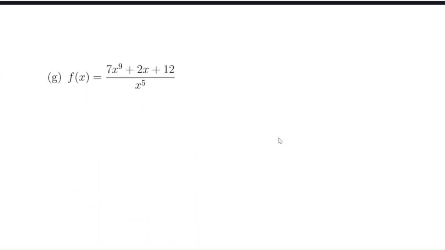Okay, what about the next example? And again, we can't just take the derivative of the top and the derivative of the bottom. That would be easy, but it would give us the wrong answer. So how do we do this? Well, the way we do this is by simplifying first.